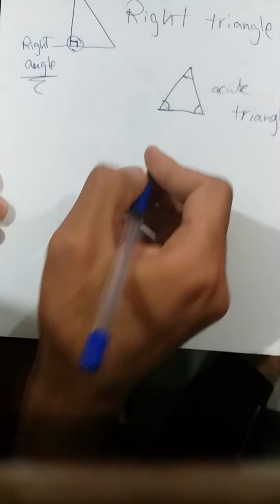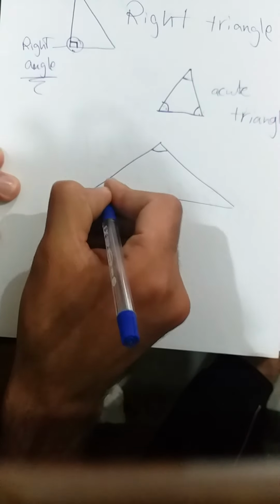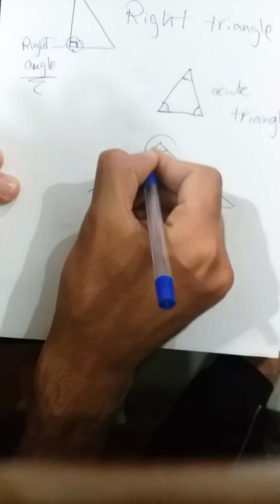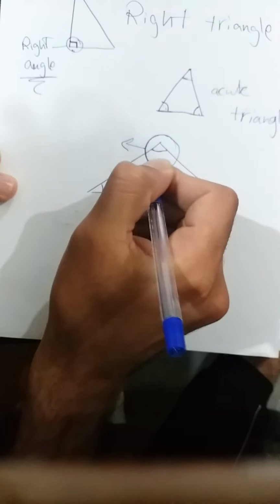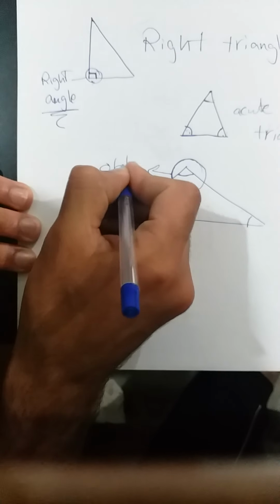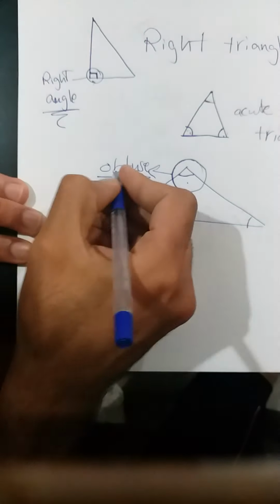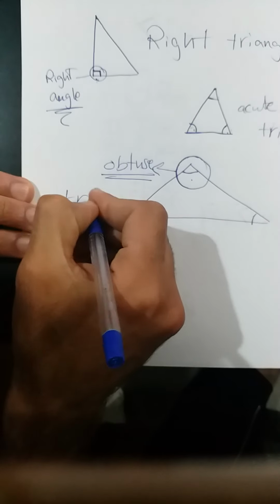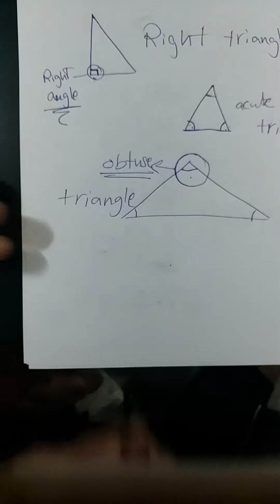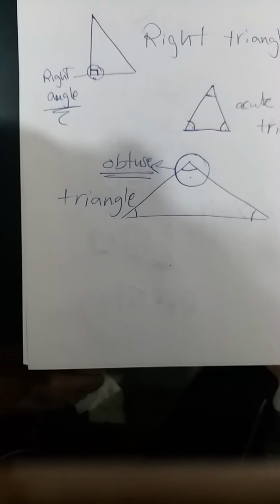Let's go to the third one, which is like this. I am having here, look, this is bigger than 90. When I'm having an angle bigger than 90, I will get an obtuse angle. When I'm having only one obtuse angle, I'm going to have an obtuse triangle. And this is the answer for question number 1. Let's go and solve question number 2.